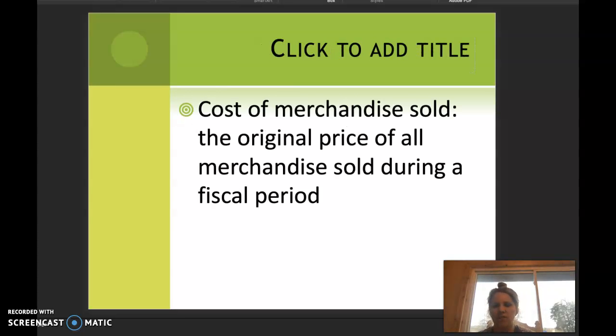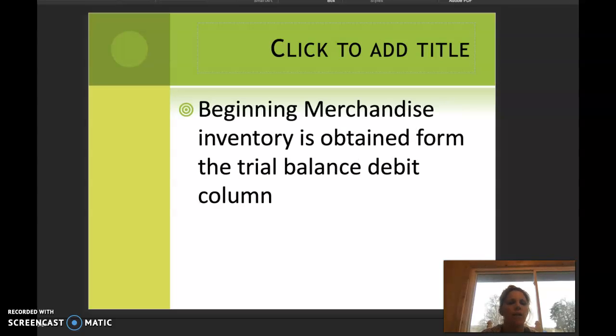Okay, so then our cost of merchandise sold. This section is going to start with the original price of all of the merchandise that we sold during that fiscal period. And so we'll first get our beginning merchandise inventory, and this is going to be obtained from our trial balance debit column. So think we're going back to our worksheet to be pulling these numbers. So for this, we're going to look in trial balance and find our merchandise inventory.